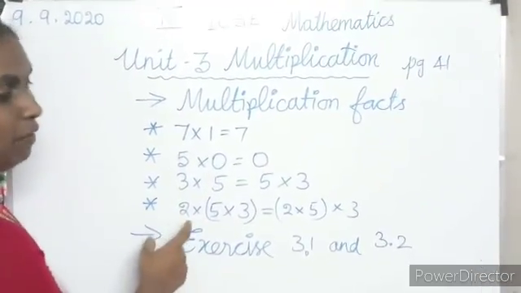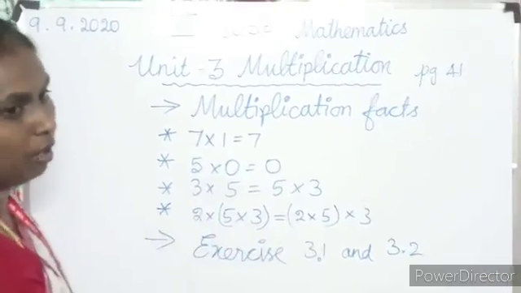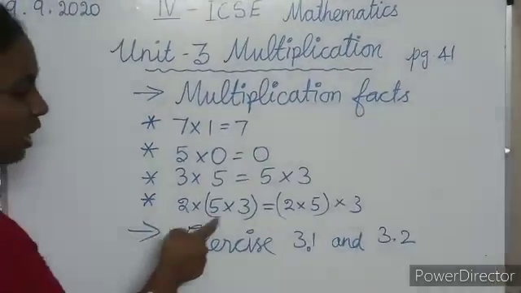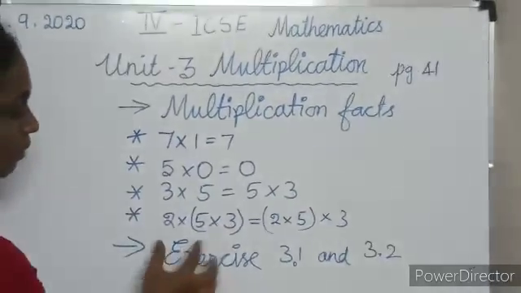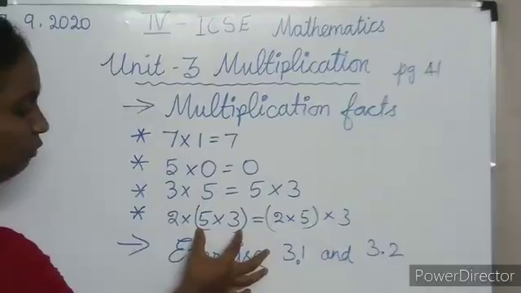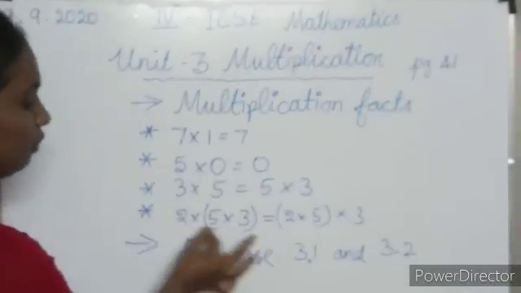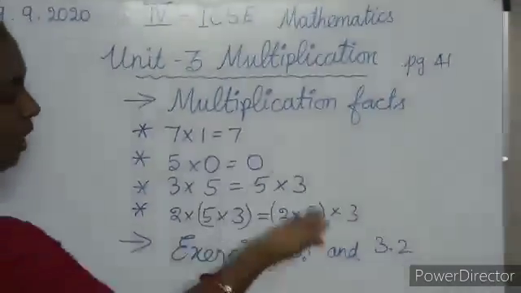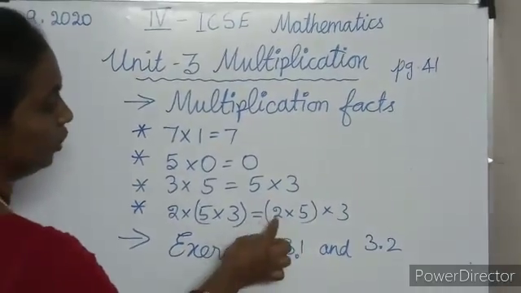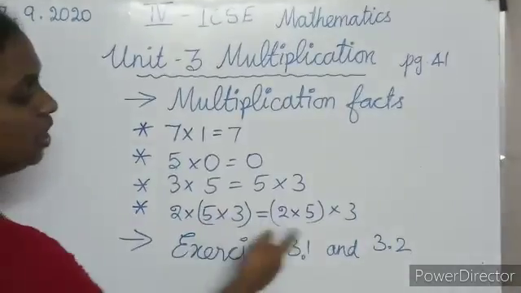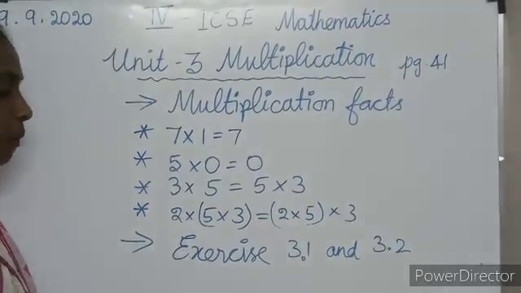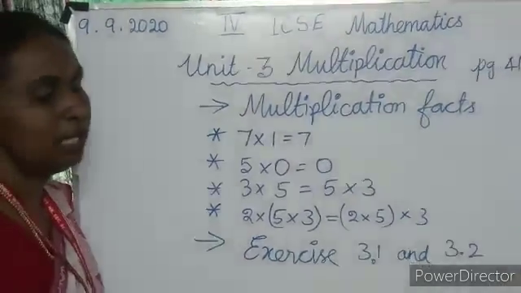Similarly, when we take 3 or more numbers, we can change the order of the numbers. See here, 2 multiply 3 multiply 5. If I take 3 into 5, 3 5s are 15, 15 into 2 is 30. On the other hand, we have 2 5s are 10, 10 into 3 is 30. When we change the order of the numbers in multiplication, the answer is the same.